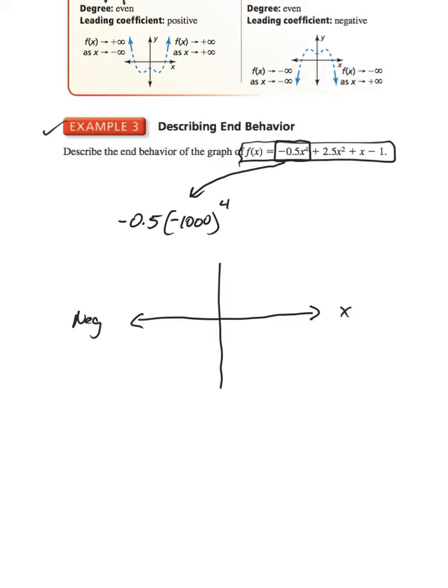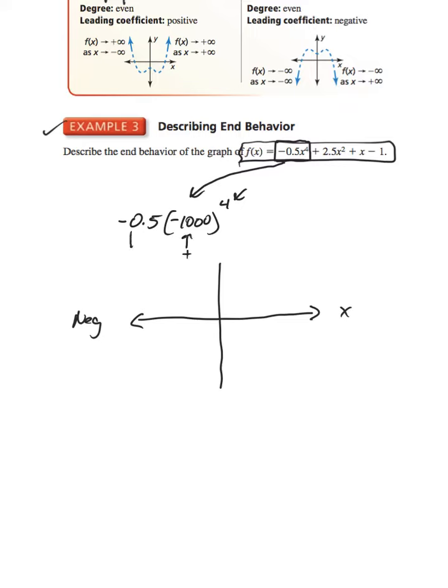So we're just going to focus on that first term. If I take a negative number and bring it to the fourth power, negative times negative is positive, times a negative is negative, times a negative again is a positive. So this number becomes very positive, but in the end, we have to multiply it by the negative 0.5. So as we move to the left toward negative infinity, the graph is moving downward, increasingly more negative. So this function's end behavior to the left is going to be down and to the left.